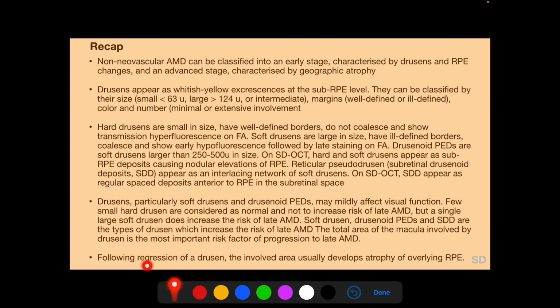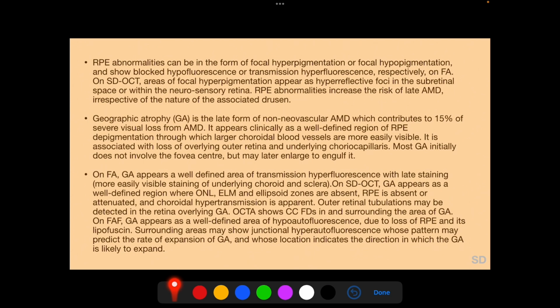AMD. Following regression of a Drusen, the involved area usually develops atrophy of the overlying retinal pigment epithelium. RPE abnormalities can be in the form of focal hyperpigmentation or focal hypopigmentation and show blocked hyperfluorescence or transmission hyperfluorescence respectively on fluorescein angiography. On HDOCT, areas of focal hyperpigmentation appear as hyperreflective foci in the subretinal space or within the neurosensory retina. RPE abnormalities increase the risk of late AMD irrespective of the nature of the associated drusen.